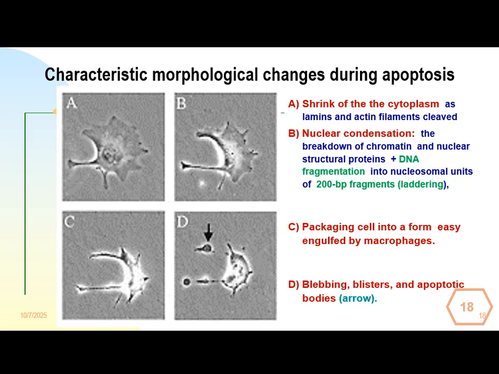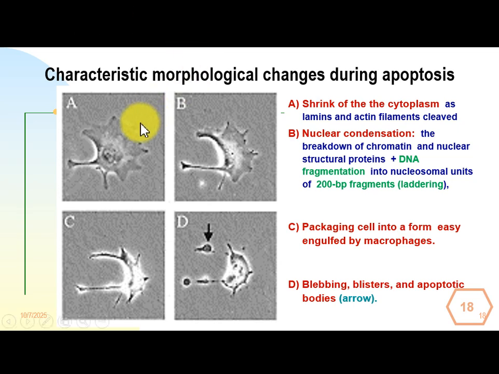Okay, so these are the four major features of the apoptotic cell. A is the shrinking of cytoplasm. So you will see the cell is no longer round and smooth, due to the lamin and actin filament cleaved by your caspase enzyme, and that no longer hold the cell structure in the normal situation.